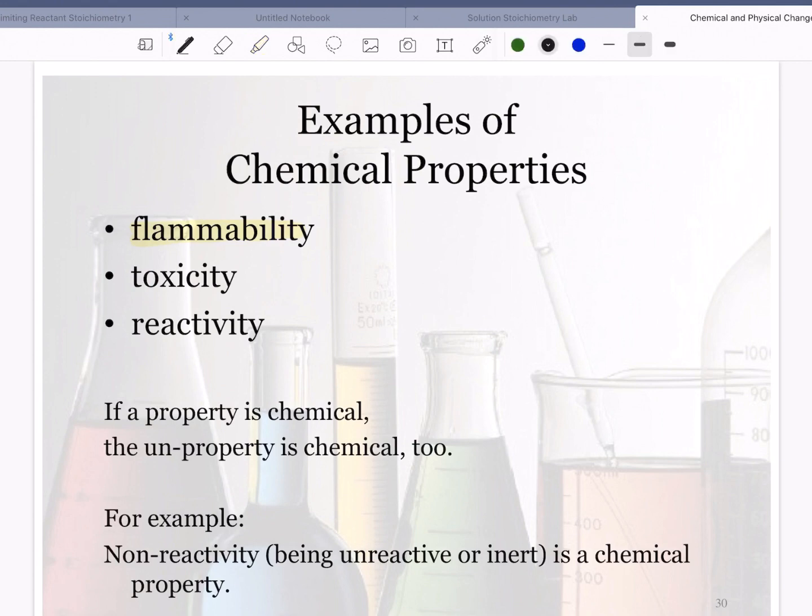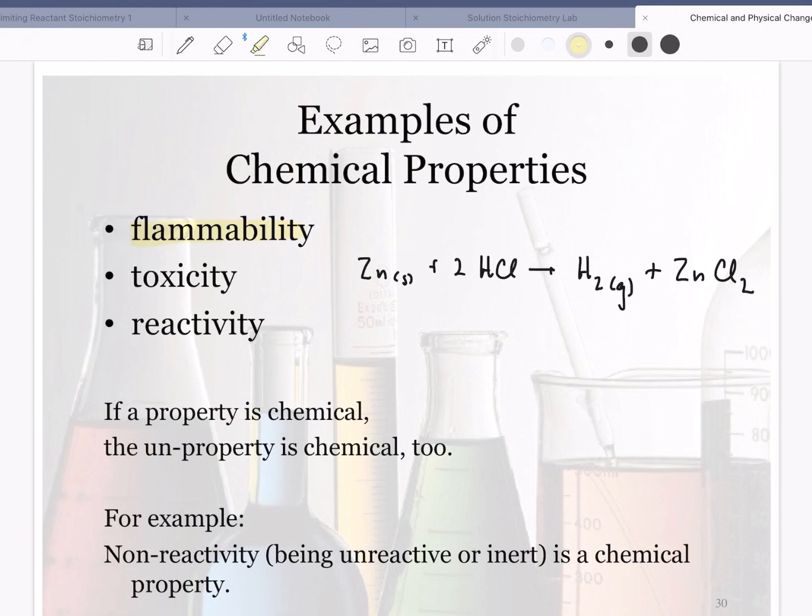Most metals are acid reactive. If I put zinc in hydrochloric acid, hydrogen gas is formed. So a chemical property could be acid reactivity. But if the property is chemical, the unproperty is chemical too. So acid reactivity is a property that many metals have, but some metals don't.